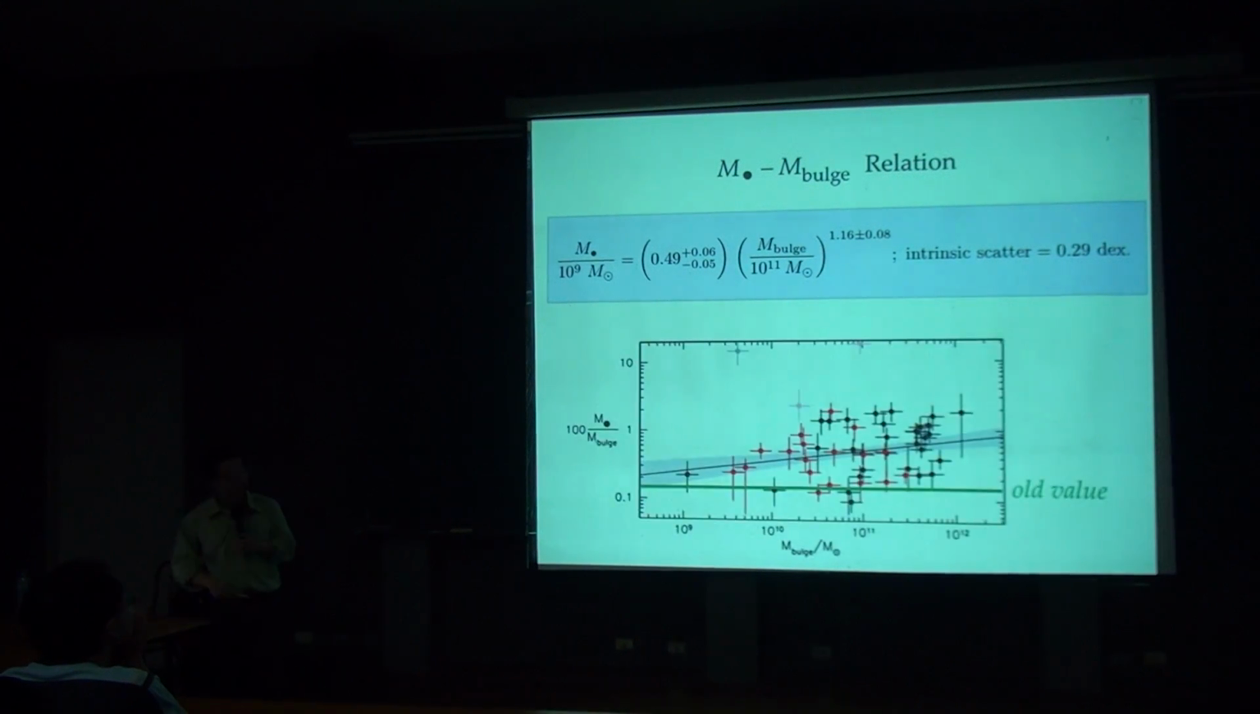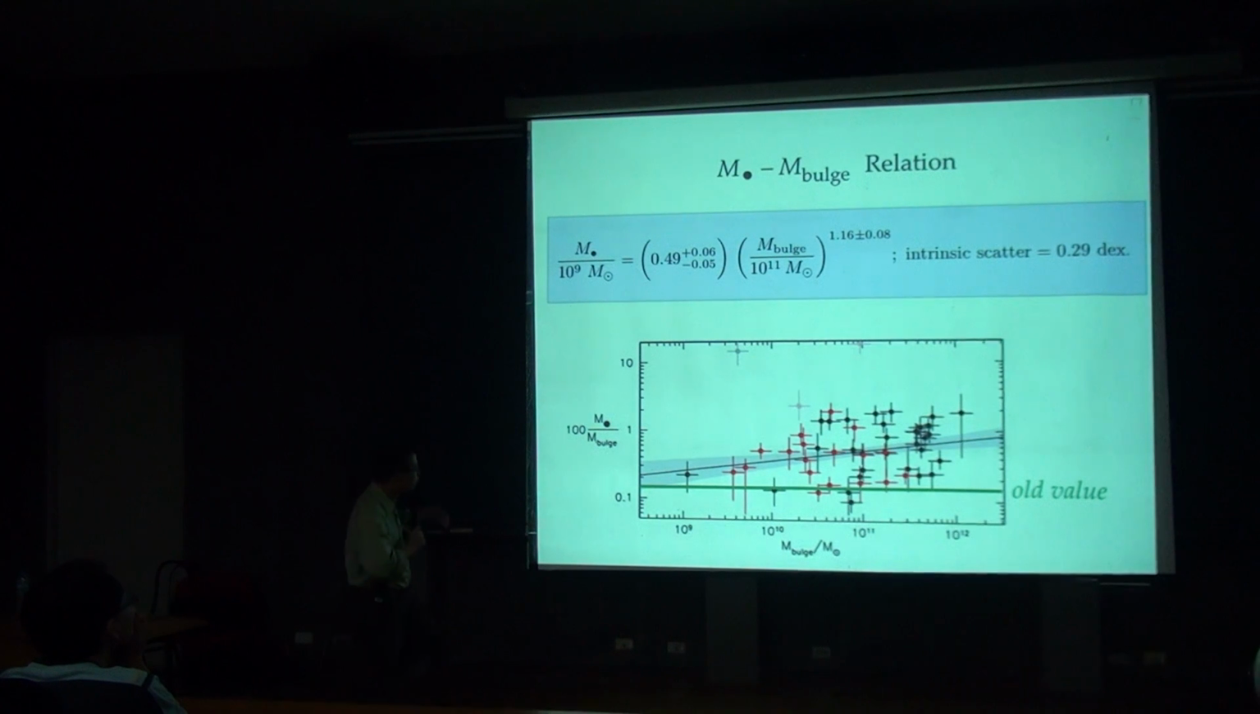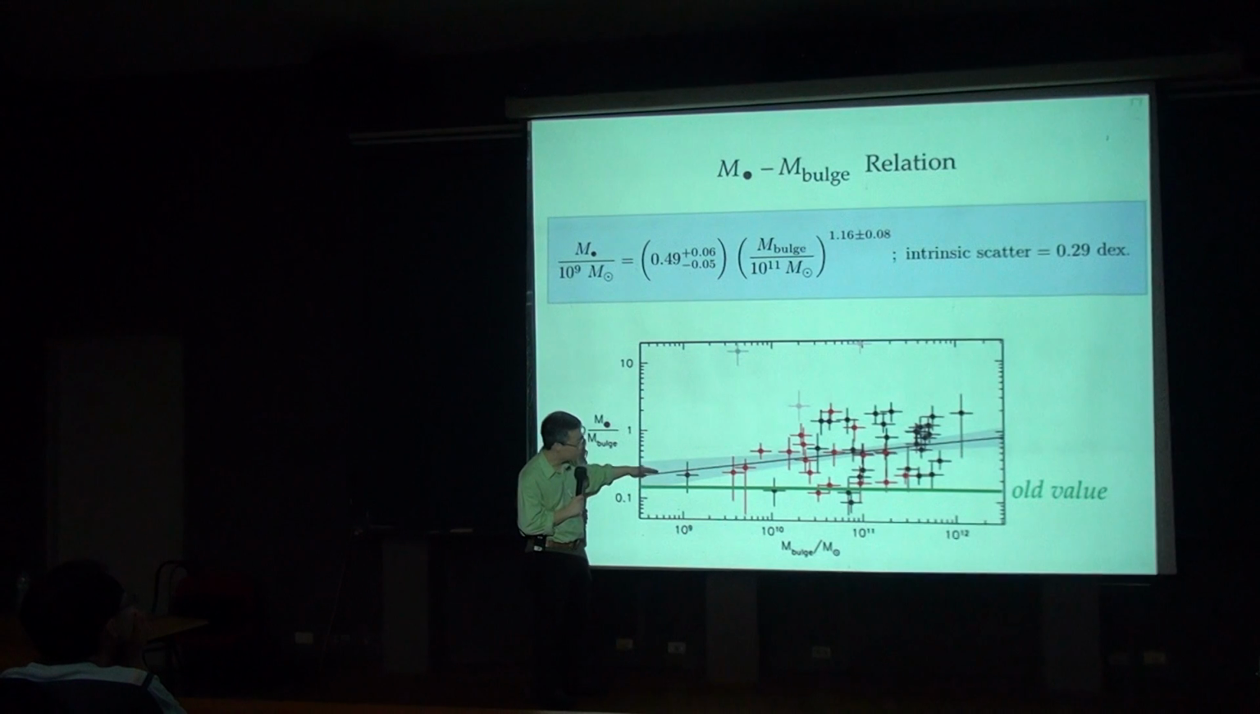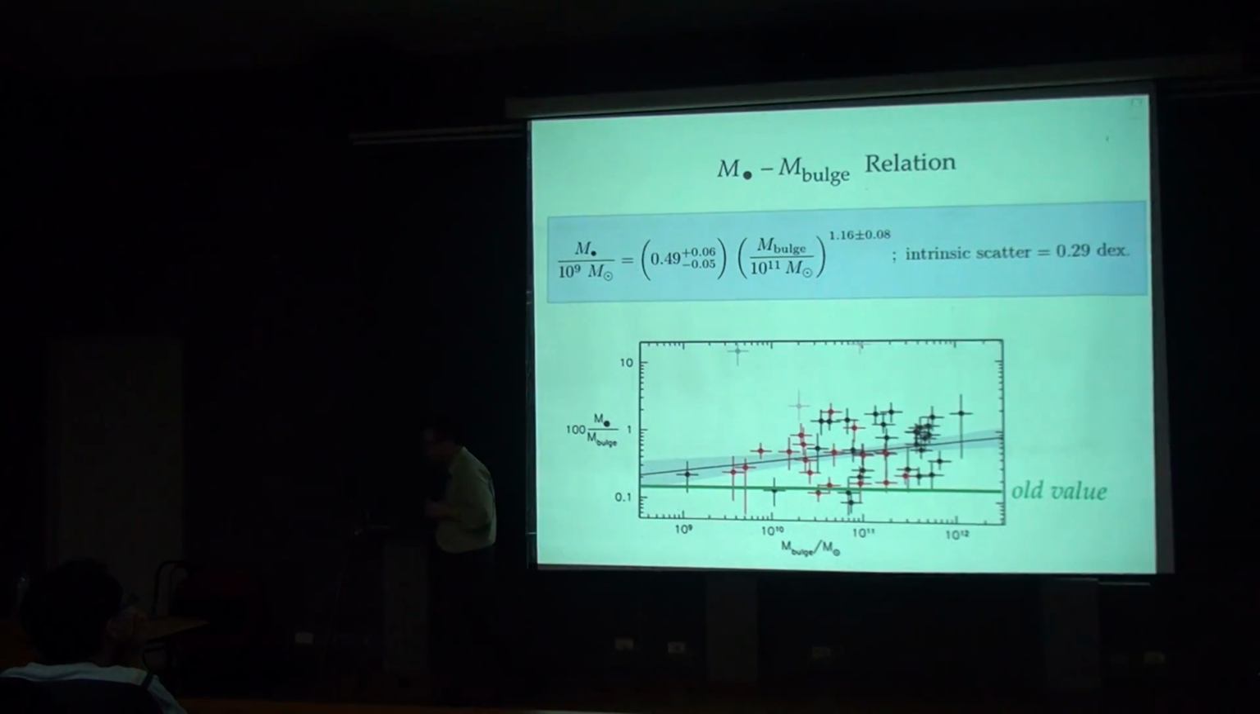And because this relation is nonlinear, in fact, this mass fraction is not uniform. Okay, so here's the old value. This is the new value, but it's not constant with mass. In fact, this is a slow, weak function of mass.